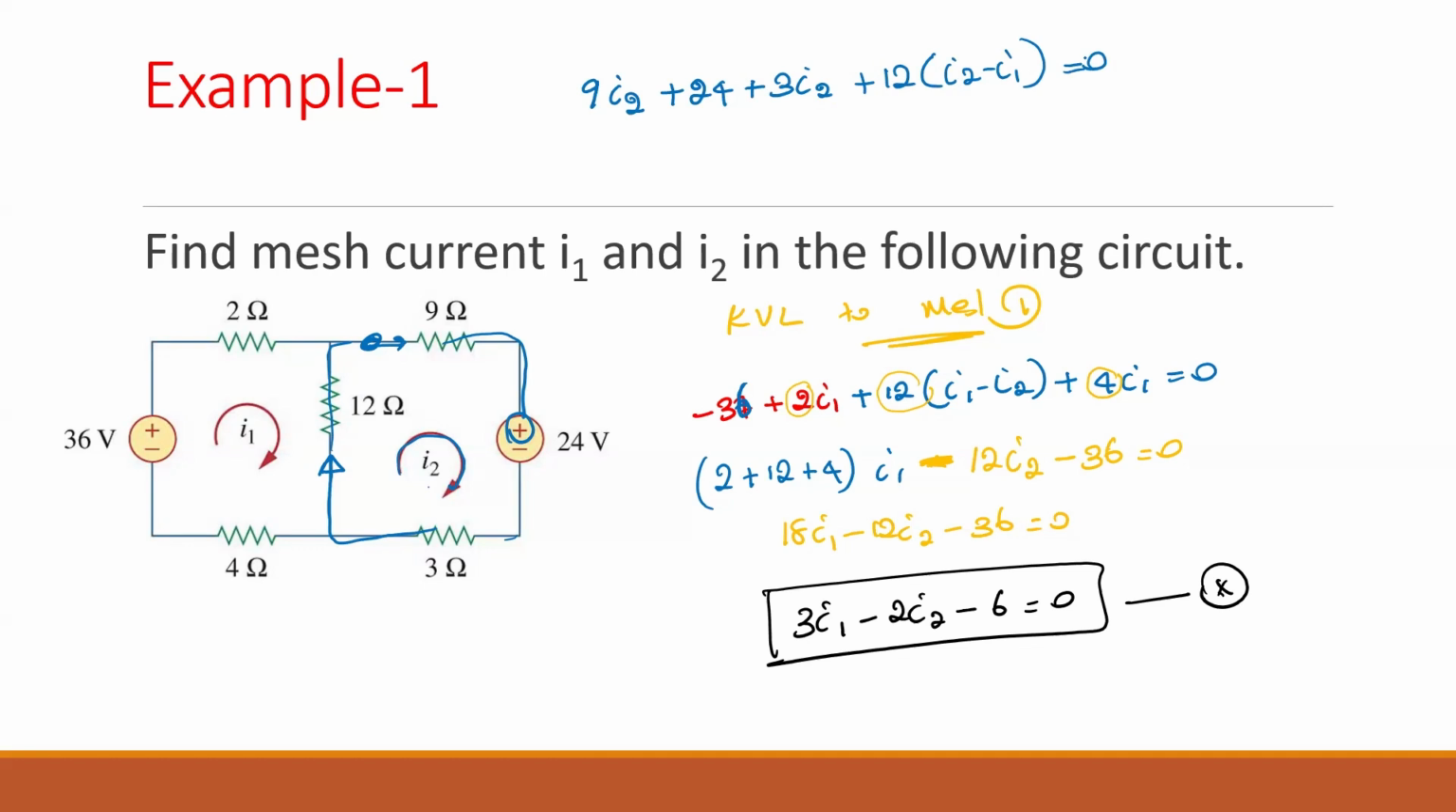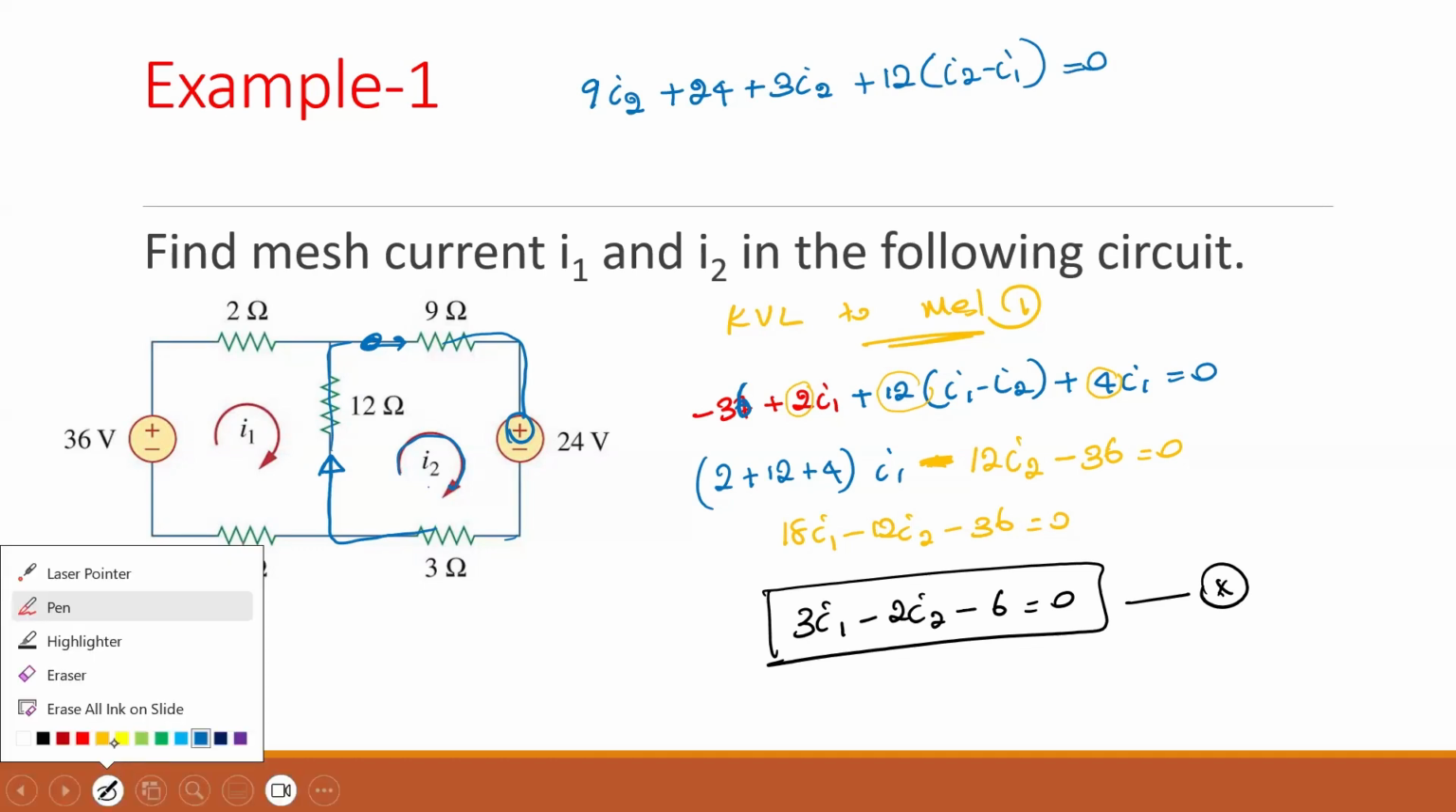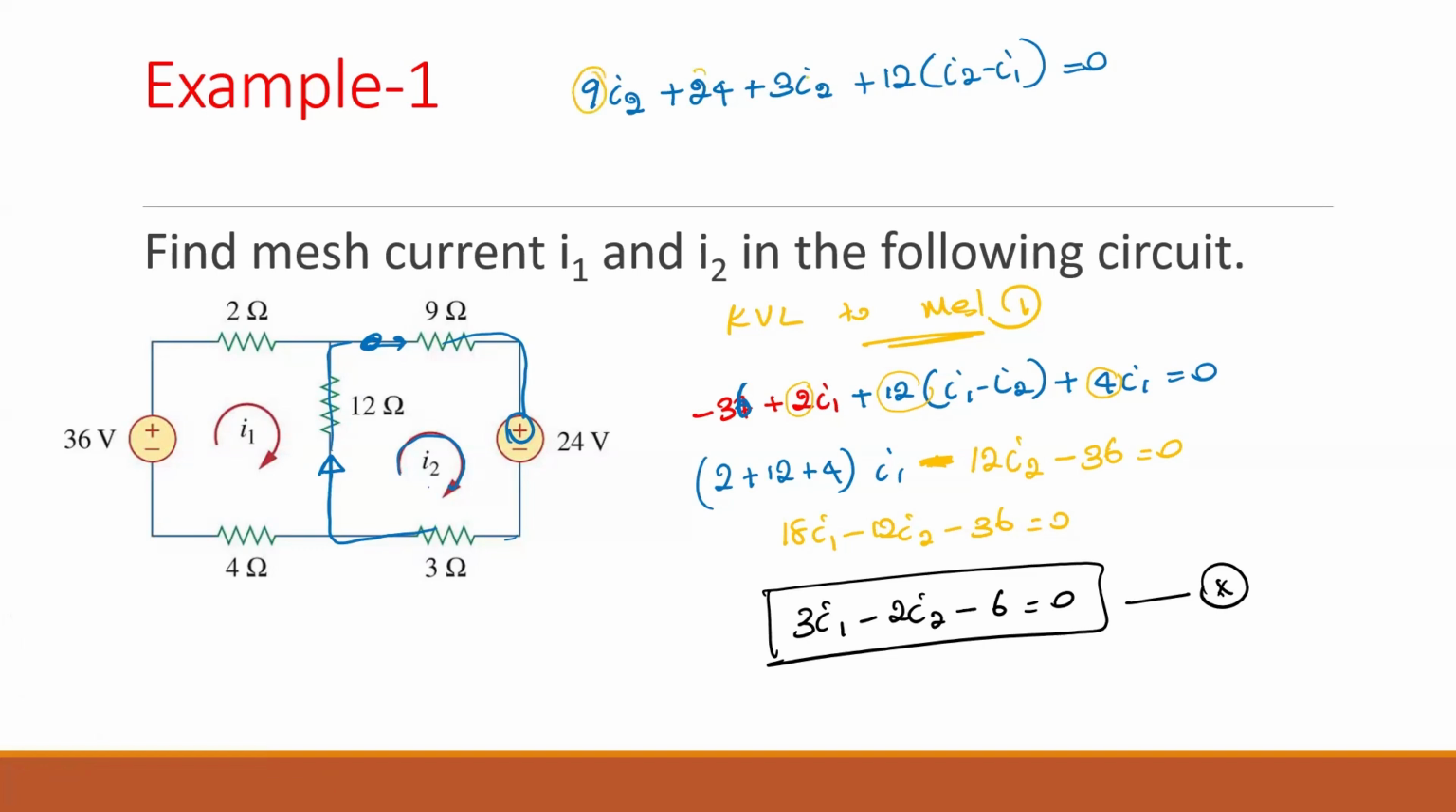So what do we get? If I add all the I2s this time, these 9, 3, and 12, so 12 plus 12 is 24, isn't it? 24 I2 minus 12 I1 plus 24 is equal to 0. We can divide by 12. So 2 I2 minus 1 I1 plus 2 is equal to 0. So is this what you got? Yep. That's good. So this is really easy.